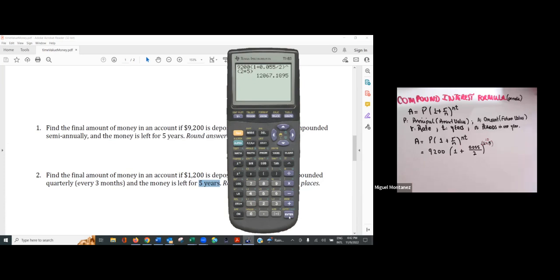So how much money will the account have? The $9,200 will grow to $12,067.19. That will be the answer.